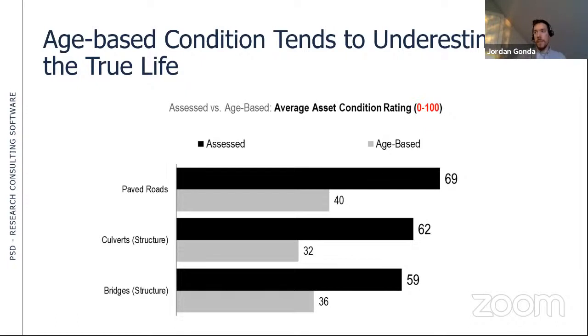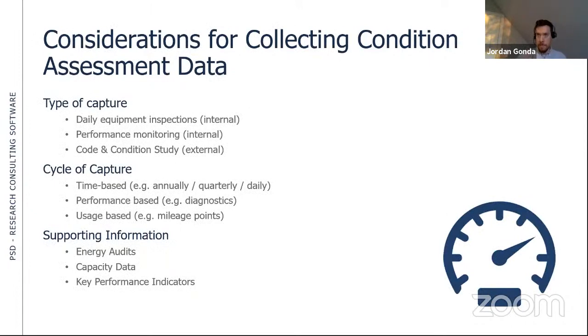Interestingly enough, if we just rely on age-based, things are in poorer condition than they should be. If we assess that road, it might be in that good to fair condition, whereas age is saying that it's poor. So what happens if we just rely on age? We might be spending more money than we need to. That's why it's really important to have a good condition assessment program together, so that we understand the true condition of that asset and we can make interventions on time.